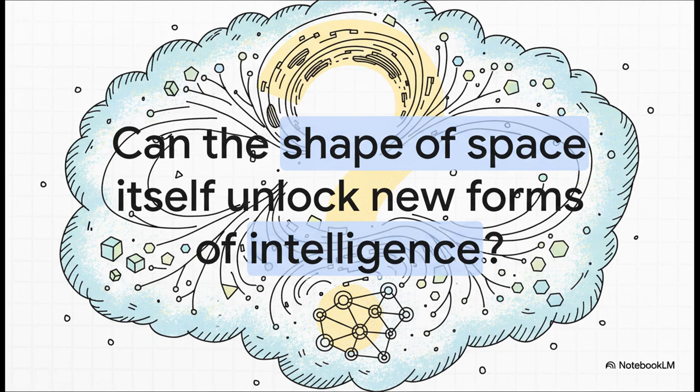And that leaves us with a truly mind-bending question. What if intelligence isn't just about writing better algorithms, but about finding the right universe for those algorithms to live in? If just changing the geometry can create order from chaos, what other forms of intelligence are just waiting out there for us to discover, hidden in the very shape of space itself?